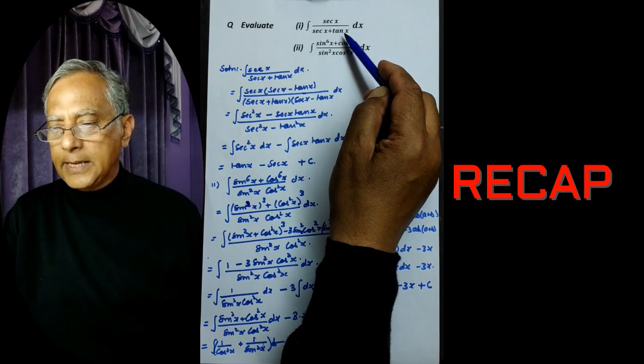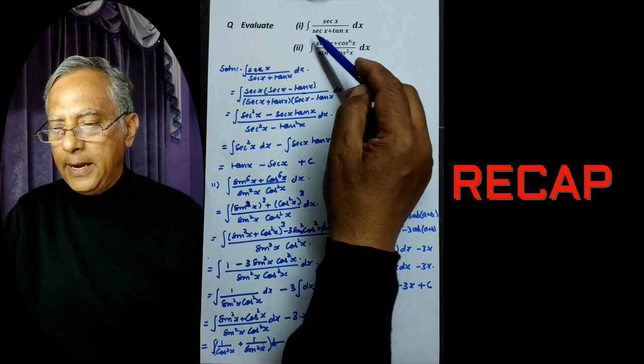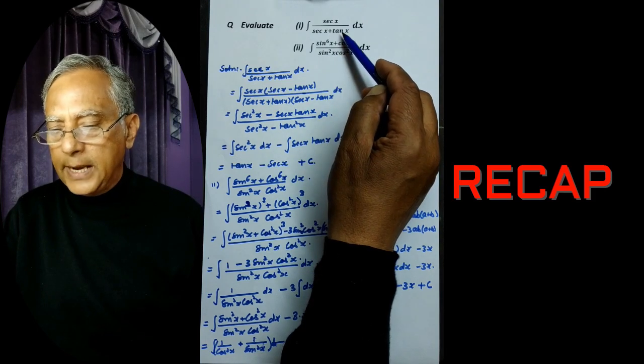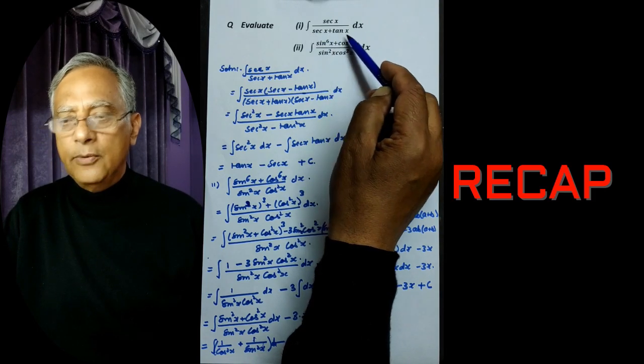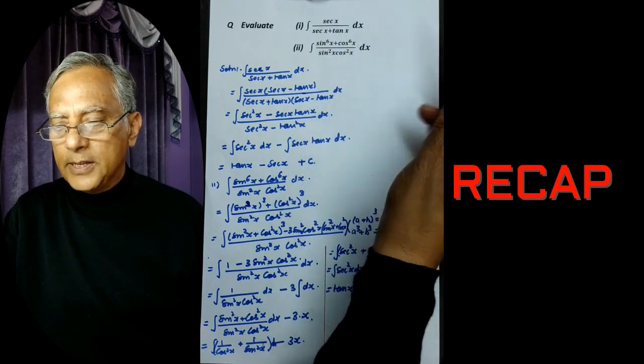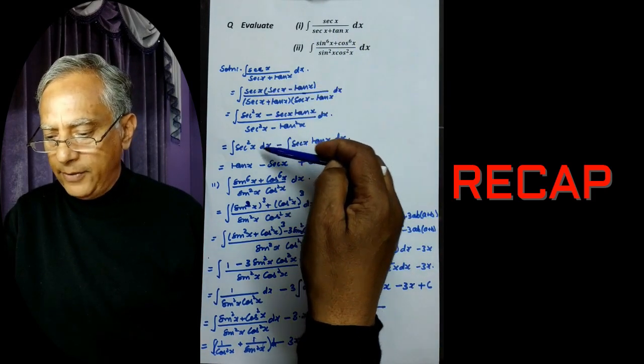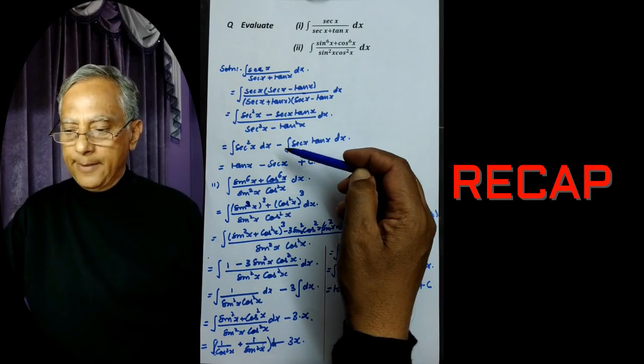Now in this question, again we have secant x plus tangent x. If I multiply and divide by secant x minus tangent x, this will be secant square x minus tangent square x, which is 1. So the question will separate into two simple questions, and we can then try solving them.